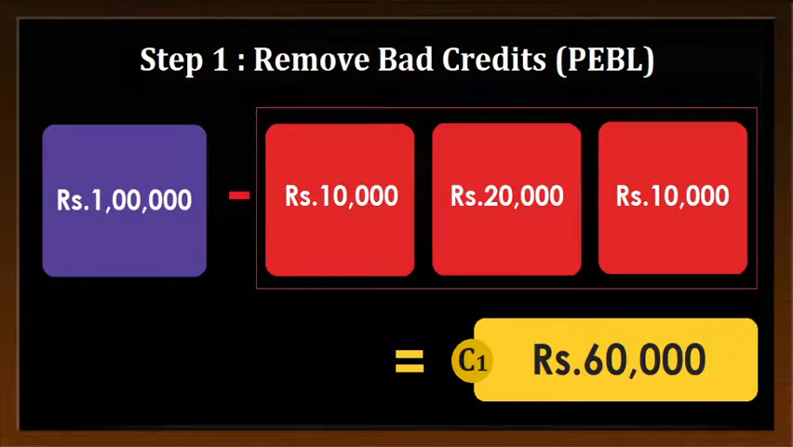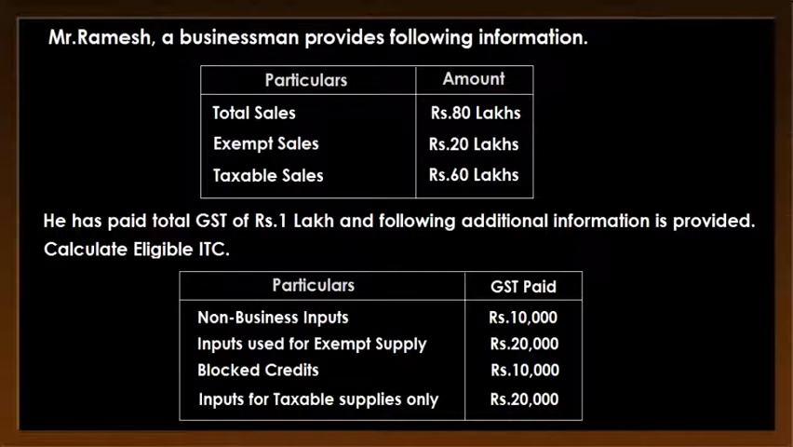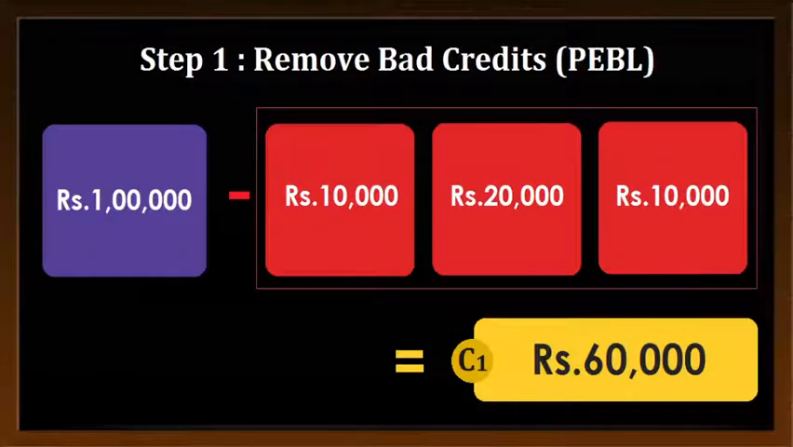The total of pebble is 40,000 rupees. Now what is the total GST paid while making purchases? In the problem they have given that Mr. Ramesh has paid 1 lakh rupees GST. Out of this 1 lakh, pebble is 40,000, so 40,000 rupees is the bad credit. So we have to remove it. Now what is the C1 balance? From 1 lakh, you deduct 10,000 plus 20,000 plus 10,000, that is 40,000 rupees. That means the balance of C1 is 60,000 rupees.